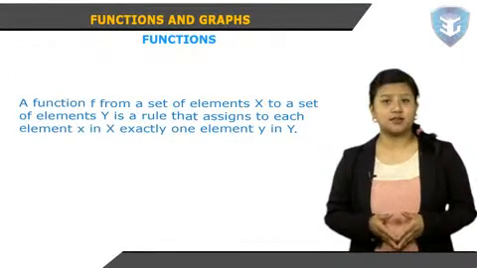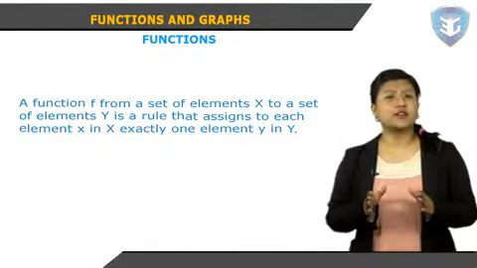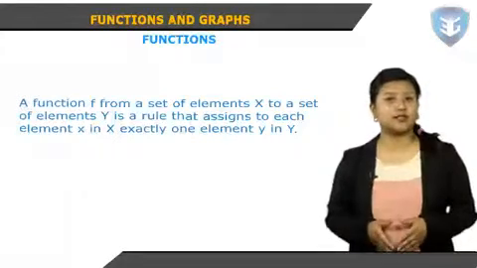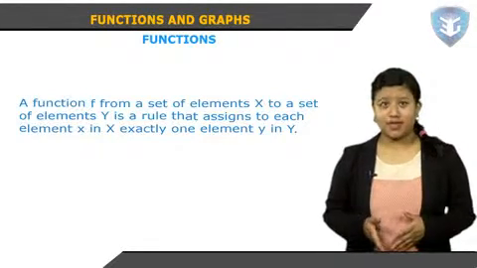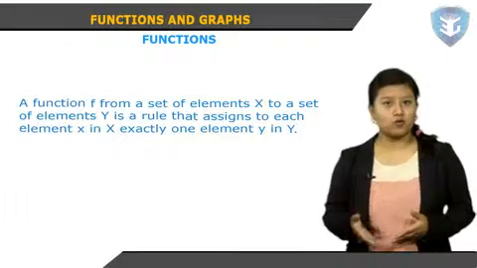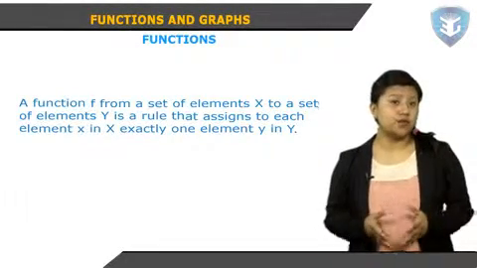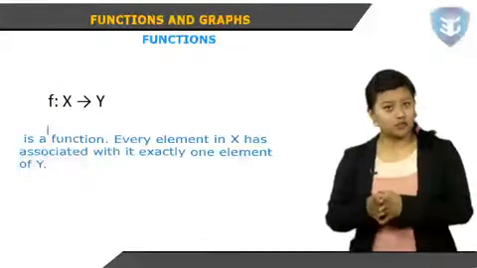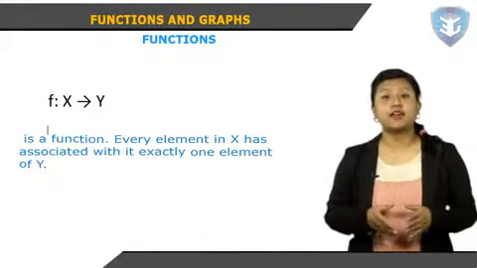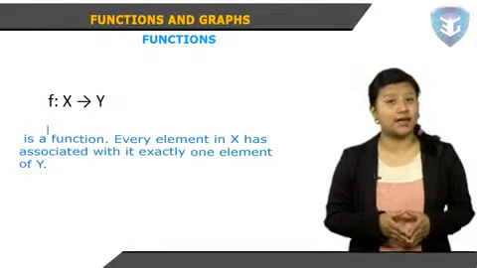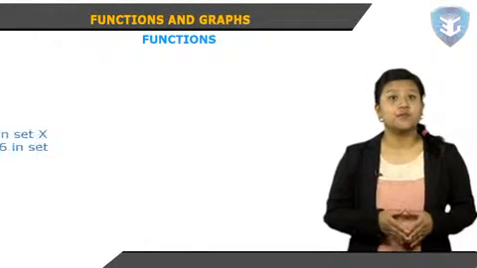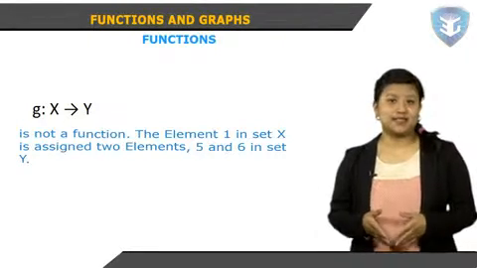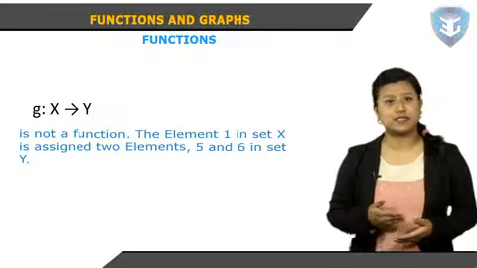Let us now discuss the functions. A function f from a set of elements X to a set of elements Y is a rule that assigns to each element x in X exactly one element y in Y. One way to demonstrate the meaning of this definition is by using arrow diagrams. f: X to Y is a function. Every element in X has associated with it exactly one element of Y. g: X to Y is not a function. The element 1 in set X is assigned to elements 5 and 6 in set Y.